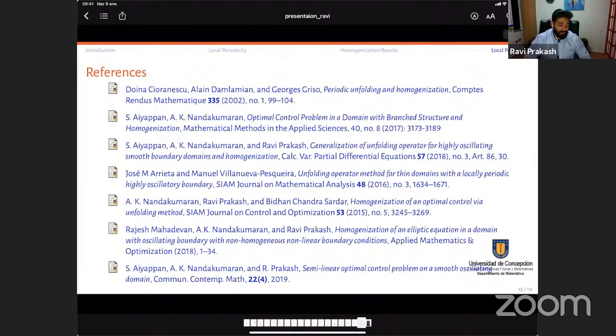Yeah, I wanted to mention a work of Jose as well here, because he considers the domain with the oscillating boundary, but with the height of epsilon order. So he applied the unfolding for that domain, and that work was published in 2016, and I personally like that work. Okay, and the story of expressing the optimal control using unfolding started, as I was mentioning, in the PhD thesis of Vidhan and Nandakumaran, of course.